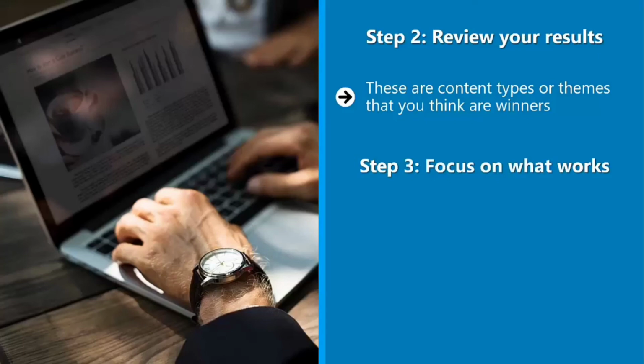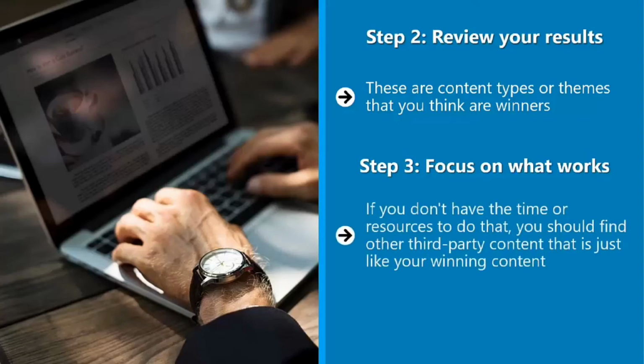Step 3. Focus on what works. At this stage, you should have a clear understanding of what truly works. These tweets are no joke. If you tweet this type of content, you can rest assured you will get quite a bit of engagement and click-through from your Twitter feed. You need to create more of this type of content. If you don't have the time or resources to do that, you should find other third-party content that is just like your winning content.